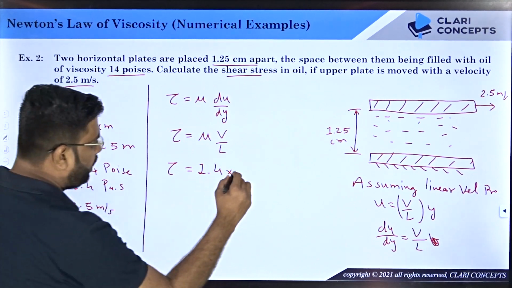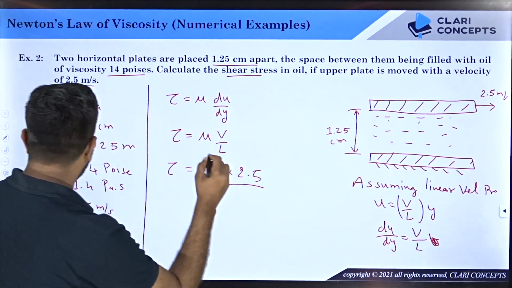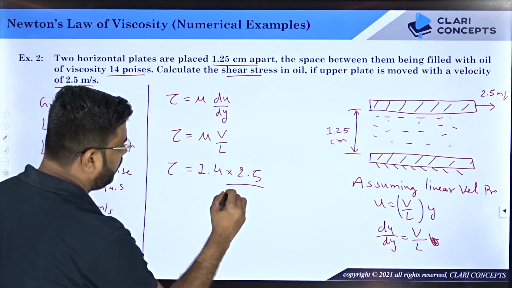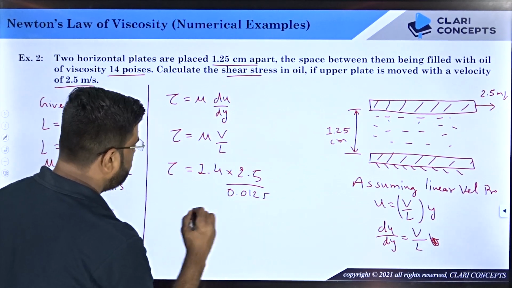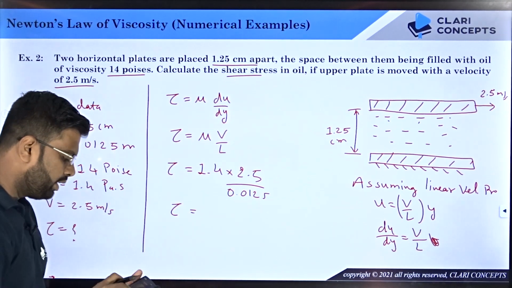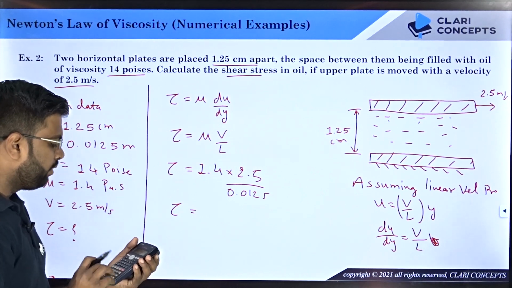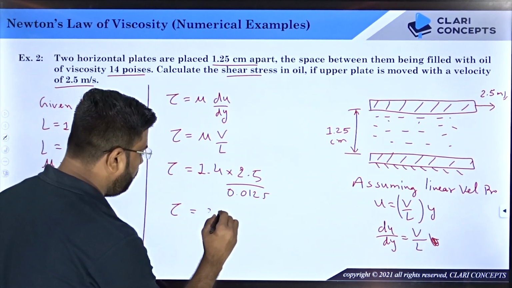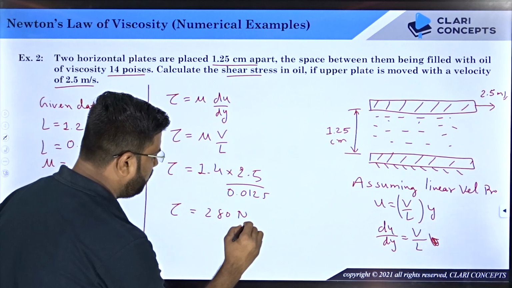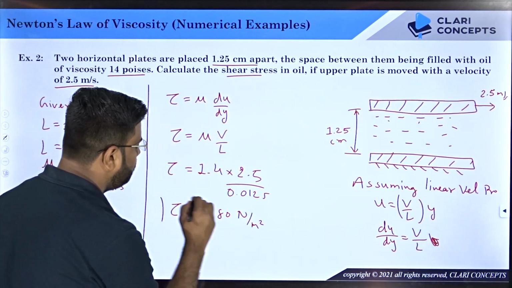Then V is 2.5 meter per second. L is 0.0125. Just find out the value of tau. So I'll say it is 1.4 into 2.5 divided by 0.0125. This is 280 newtons per meter square, or you can say Pascal. This is the answer.